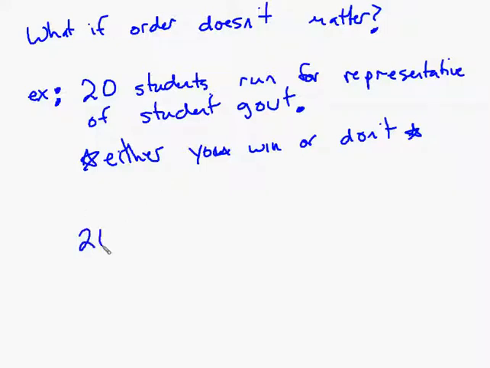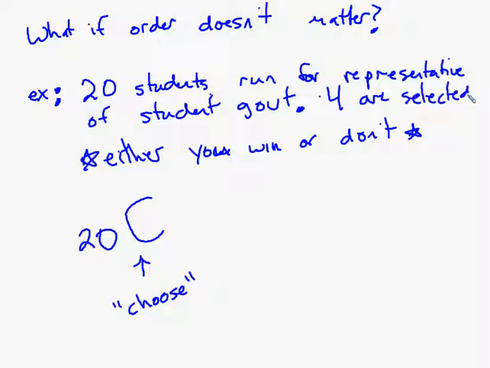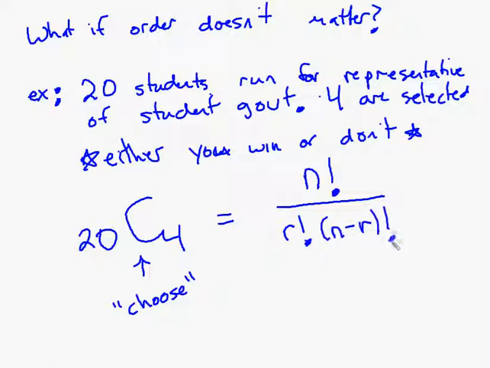So we would write 20 choose, that's how we'll read this, choose. And how many? Well, 20 students run for student government. Let's say 4 are selected. So 20 choose 4. So we're going to need a formula for this. Now it's also on our calculator. It's n factorial over r factorial times n minus r factorial. So you're going to want to memorize that formula.